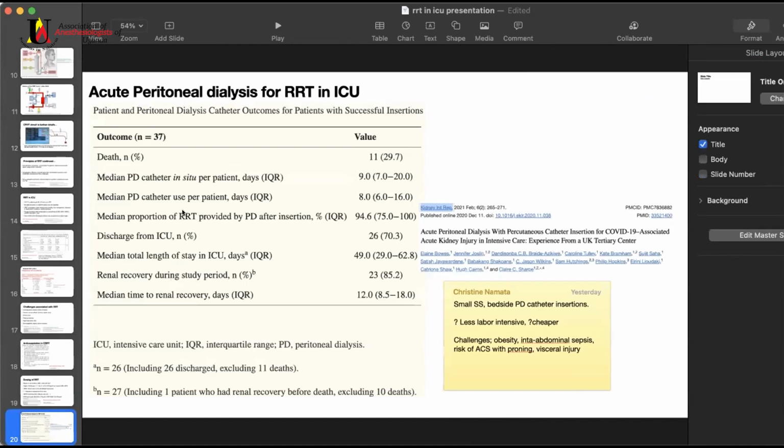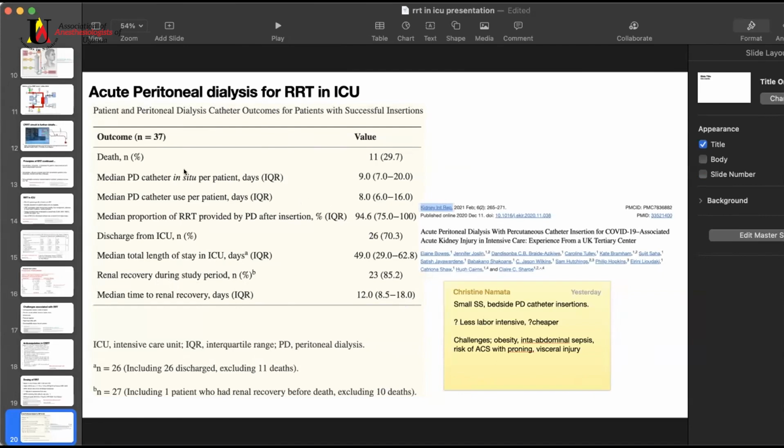So this was the people with AKI alone. They found that for patients with obesity, it was a bit harder, because the PD catheters had to be inserted bedside, so the risk of damaging the gut or intra-abdominal viscera was higher, especially when they're obese. And then, of course, if you have to prone them, having put the dialysate fluid in their abdomen, there's a risk of abdominal compartment syndrome. But otherwise, it's doable, and it is an option in adults.